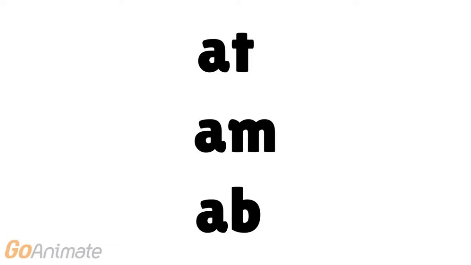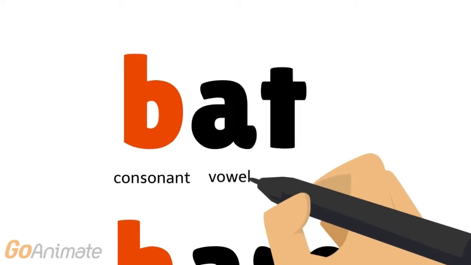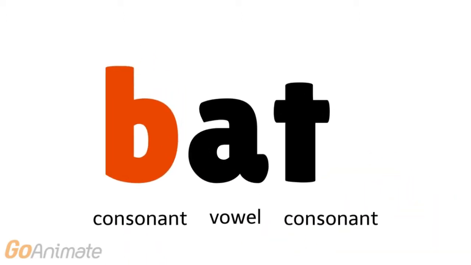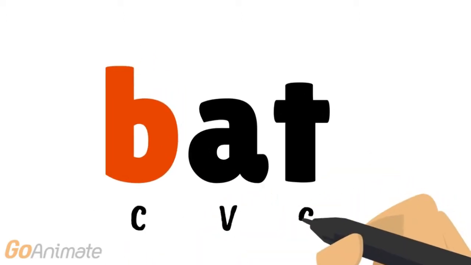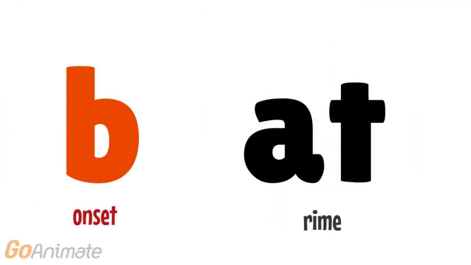When students add a single letter to the target pattern, they can form a new word. At could be turned into bat, am could be turned into ham, and ab could be turned into cab. As you can see, these words follow the pattern of consonant, vowel, consonant, or CVC. These are also known as onsets and rhymes. Onsets being the first consonant of the word, and rhymes being the final vowel and consonant.